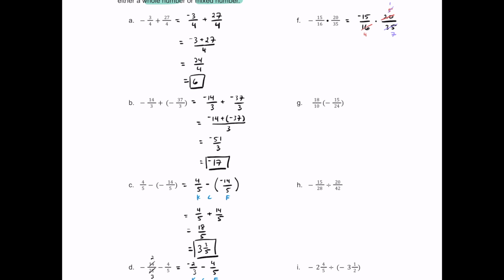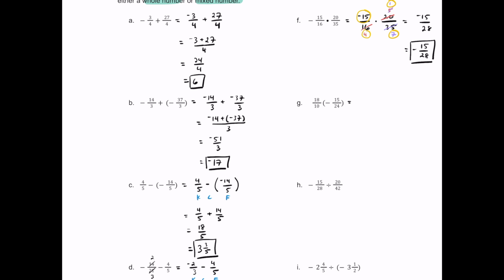Okay, so if we multiply on top, this negative 15 on top times this 1 is going to be negative 15. And on bottom, this 4 times 7 is going to be 28. So negative 15 over 28 should be this product here.